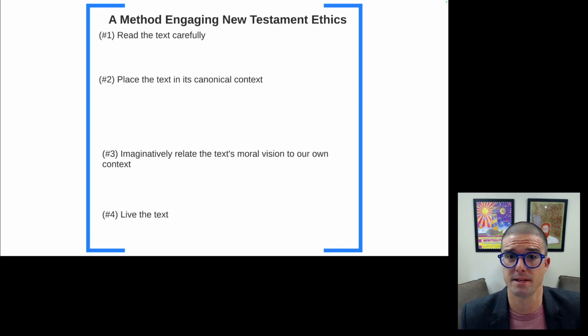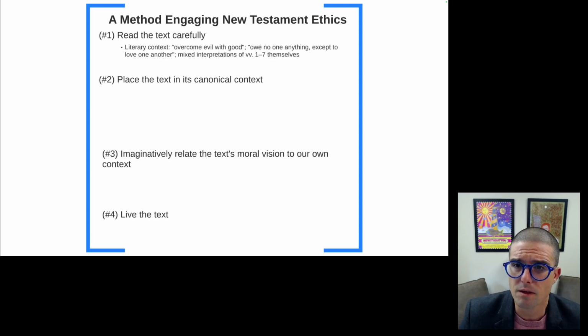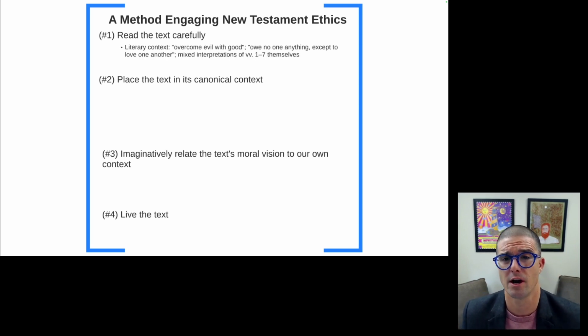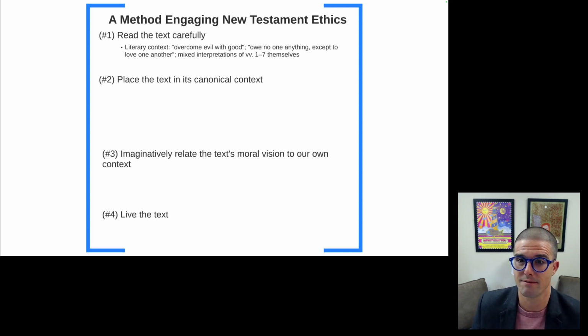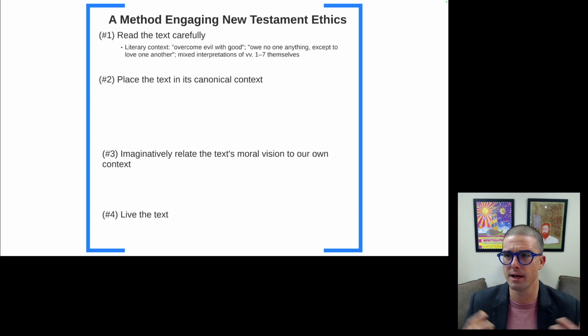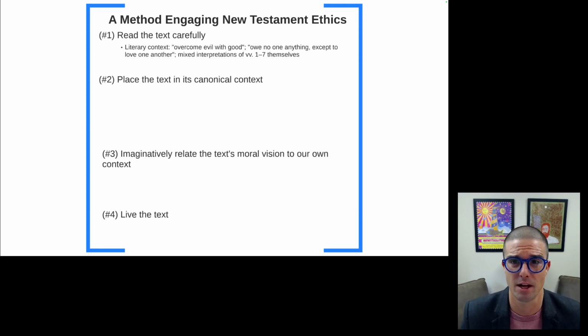So the first step in this method is to read the text carefully. That is to engage it on its own, to engage the world of the text closely and specifically, but also to look at the text within its larger literary context. So when we look at the larger literary context of Romans chapter 13, verses 1 through 7, we find some other things going on, particular phrases about overcoming evil with good, coming in the context following verse 7, and then owing no one anything except to love one another. And so what we find is that when we put it in the larger context, the application actually gets a little bit more mixed here.